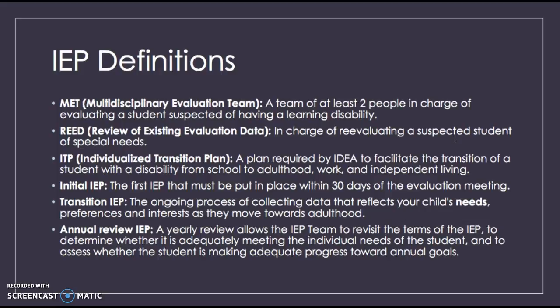So your initial IEP would be the first IEP, which must be put in place within 30 days of the evaluation meeting, which again can be requested by the parent or the school. The transition IEP is the ongoing process of collecting data that reflects your child's needs, preferences and interests as they move towards adulthood. The annual review IEP is a yearly review that allows the IEP team to revisit the terms of the IEP to determine whether it is adequately meeting the individual needs of the student and to assess whether the student is making adequate progress toward annual goals.